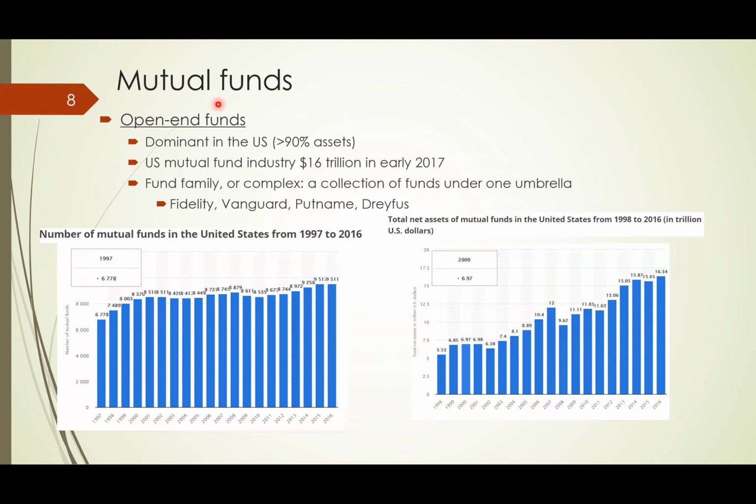Open-end funds have dominated the U.S. market, with 90% of assets managed by mutual funds. In 2017, it's over $16 trillion, and nowadays it's even bigger. But recent years' growth in mutual funds has been small.